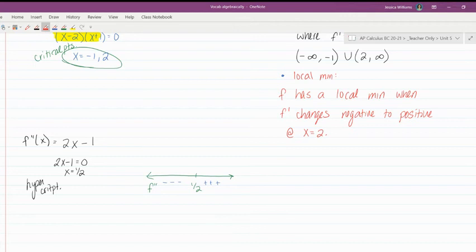Then when I say what that means about f, this is determining concavity. So a negative second derivative means that we are concave up. Oh, nope, down. Down. And this would be concave up. That's it.